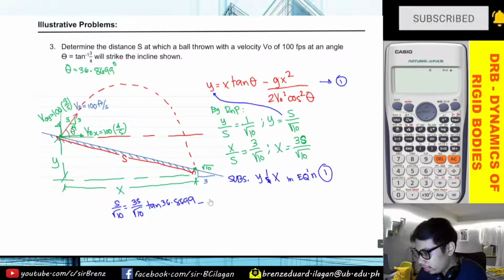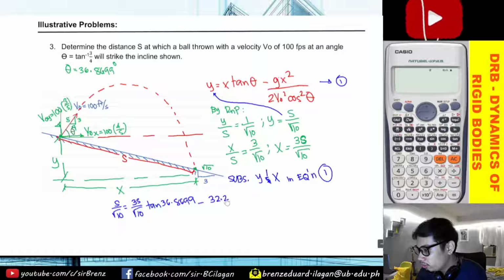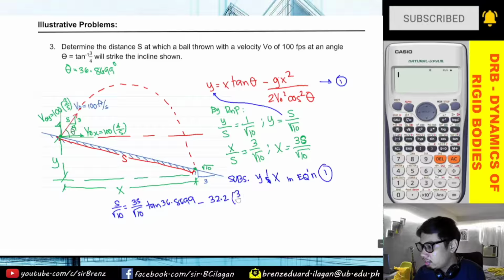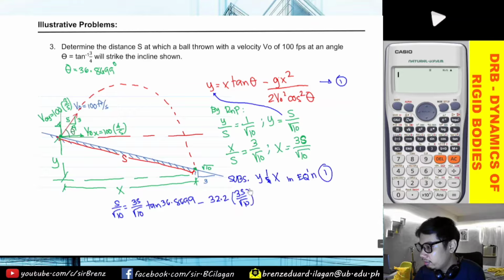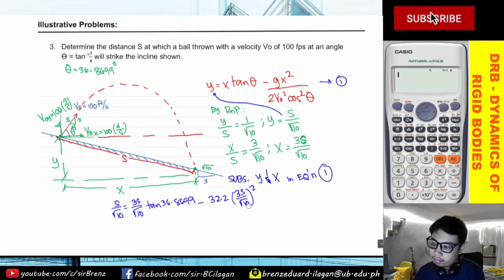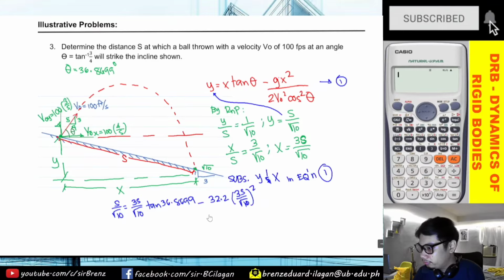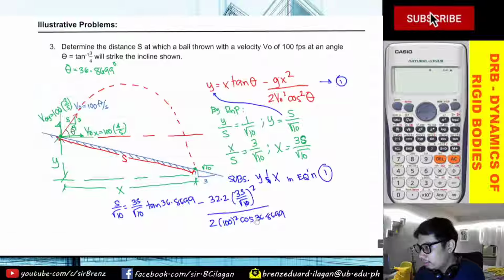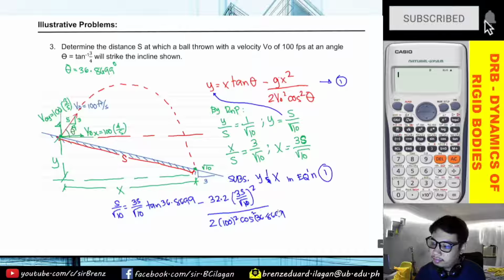So feet per second, guys, bantayan ito mabuti. 32.2. So hindi na 9.81 eh. Madalas kasi puro SI tayo kaya pabigla 9.81 malagay natin dito. So yari tayo dyan. So 32.2 x na 3s all over square root ng 10 squared all over 2 times the velocity of 100 squared and then cosine ng 36.8699 squared theta. Alright, so we will have a value of s.